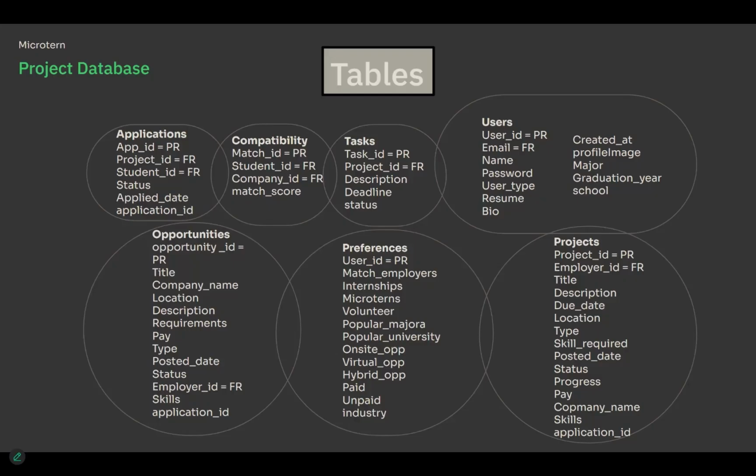Okay, so this is the project database. As I mentioned before, I used PHP to create all these tables and many SQL statements. I'm not going to go through each piece of information, but as you can see in each bubble, we have the table title, which is applications, compatibility, tasks, users, opportunities, preferences, and projects. Under each table title, we have each attribute alongside if it's a primary key, foreign key, or neither. This is necessary for connecting tables, matching data, storing data, and maintaining state across pages.